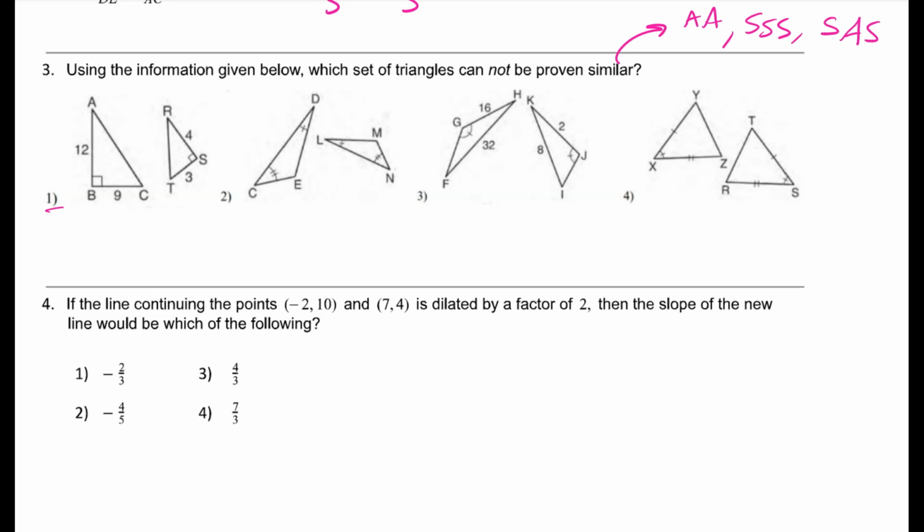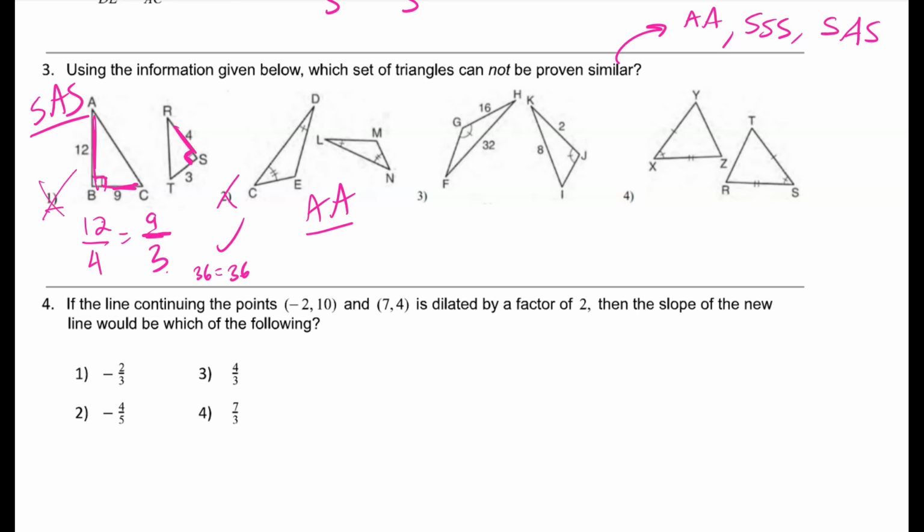So for number 1, if I'm looking, I know at least one angle is congruent because I've got a right angle there. But let me check the proportions. Is it the case that when I compare 12 to 4, that's the same as 9 to 3? Well, if I cross multiply there to check that proportion, 3 times 12 is 36, and 4 times 9 is also 36. So those would be similar by side angle side. Number 2 would also be similar because I have 2 pairs of congruent angles marked, so that's angle angle.